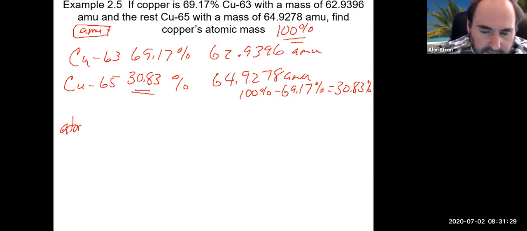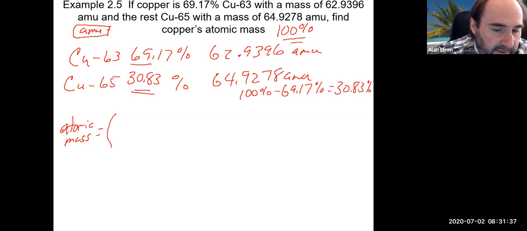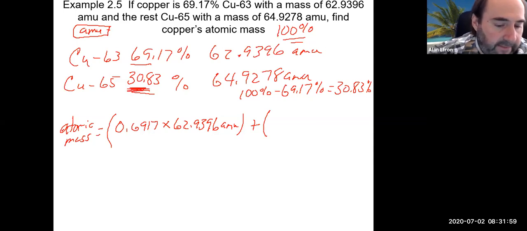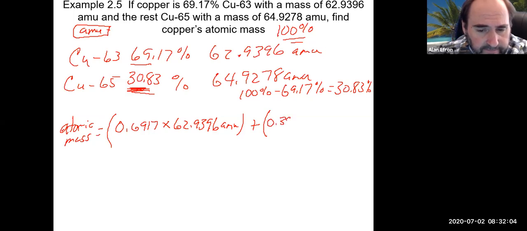So we could do the atomic mass. Again, we're going to take our first isotope. We do need to convert it into a decimal. So you could either take the 69.17 divided by 100, or you could just move the decimal point, which is basically going to do the same thing for you. We're going to times it by 62.9396 AMU. Again, we're going to add it to our next isotope, again converting this one into a decimal as well, so divide it by 100 or move the decimal.